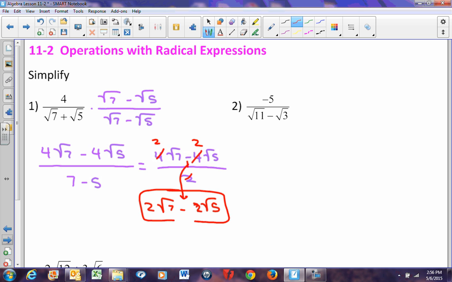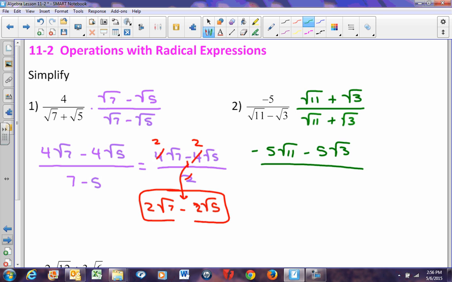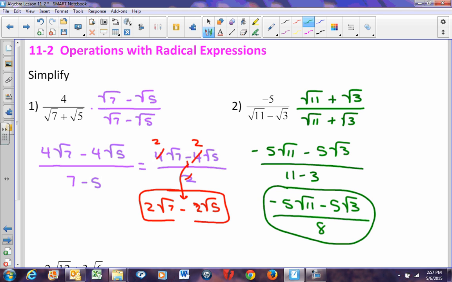Okay, number 2. The conjugate of the square root of 11 minus the square root of 3 is the square root of 11 plus the square root of 3. Square root of 11 plus the square root of 3 over the square root of 11 plus the square root of 3. So on the top, we're going to get negative 5 square roots of 11 minus 5 square roots of 3. On the bottom, we're going to get 11 minus 3. So we're going to get negative 5 square roots of 11 minus 5 square roots of 3 all over 11 minus 3, which is 8. Nothing simplifies because I can't take anything out of the 5 and the 8. So it just ends at this particular bottom right there.